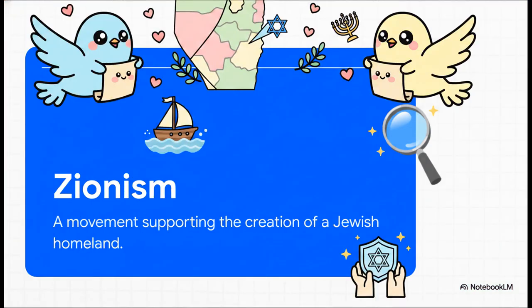And frankly, it dropped the British right in the middle of a deeply, deeply complex regional dynamic. Next ingredient, Zionism. For your revision notes, you want to define this clearly as the ideological movement driving the search for and the support of a secure national home for Jewish people. This is the primary catalyst that really kicks the demographic shifts we're about to study into motion.